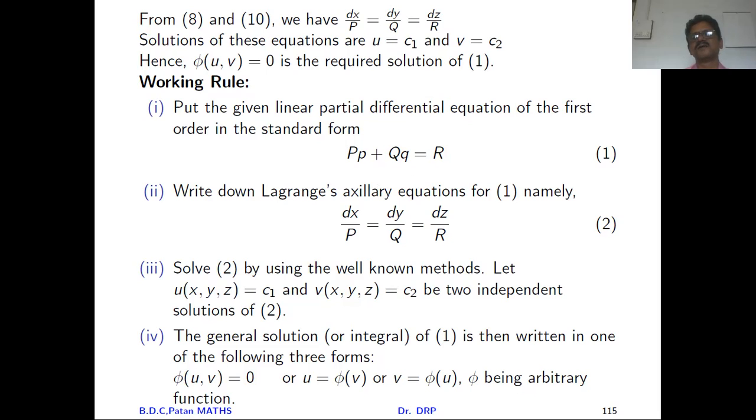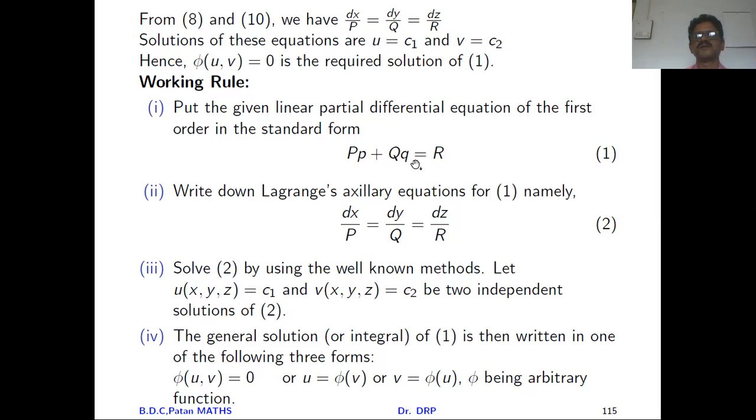Only what is changed: simultaneous differential equations are given directly in this form, and Lagrange's linear equations are given in this form. So you write the first step as this one. We know Lagrange's auxiliary equations are given by dx upon P equal to dy upon Q equal to dz upon R. Then you solve these simultaneous differential equations. It gives the two solutions u equal to c1 and v equal to c2. Then for this equation, these two solutions together give the required solution.